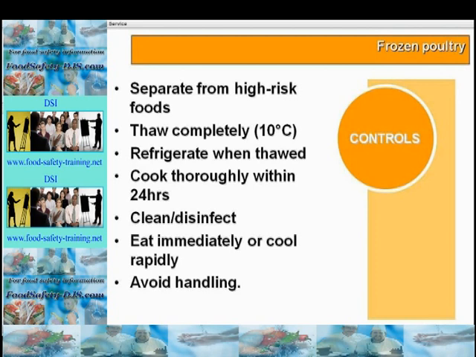The best thing to use really is a probe thermometer. At least then, by checking the thickest parts of the poultry, you'll know that it's defrosted correctly. Refrigerate when thawed and cook within 24 hours. Always remove giblets. Cook thoroughly to 75 degrees Celsius core temperature. Cook stuffing separately. Clean and disinfect contact surfaces including equipment. Eat immediately or as soon as possible after cooking or rapid cooling, or keep above 63 degrees Celsius.